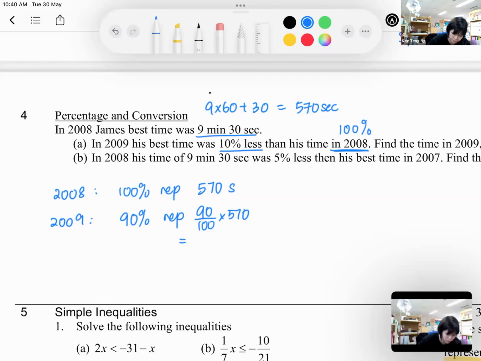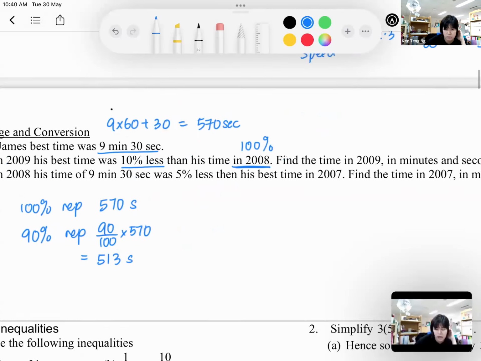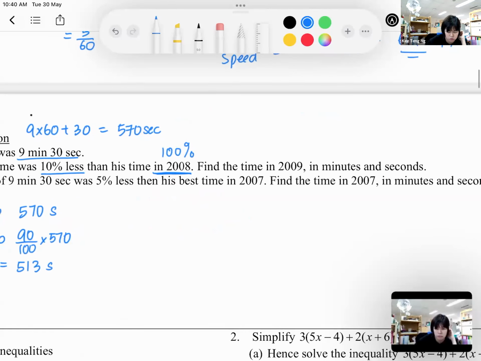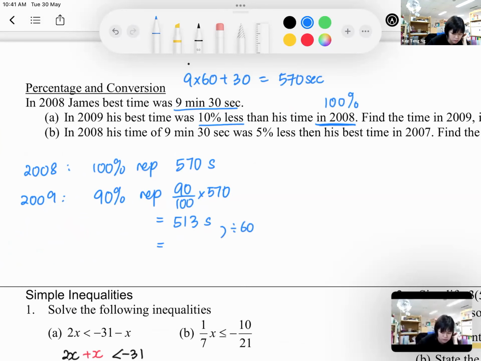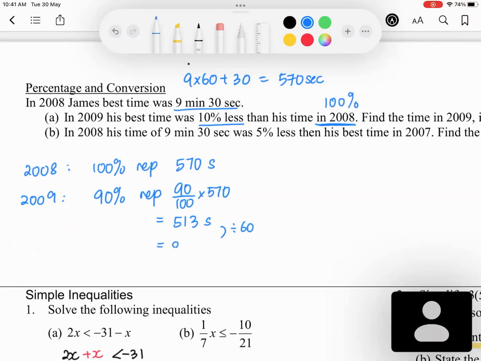Anyone can give me the number? You might be faster than me. Oh, I got the answer. Okay, my answer is 513 seconds, but they want it in minutes and seconds, so I should change this to minutes. So I need to divide by 60 seconds. 8 minutes and 33 seconds. Yeah, thank you very much.